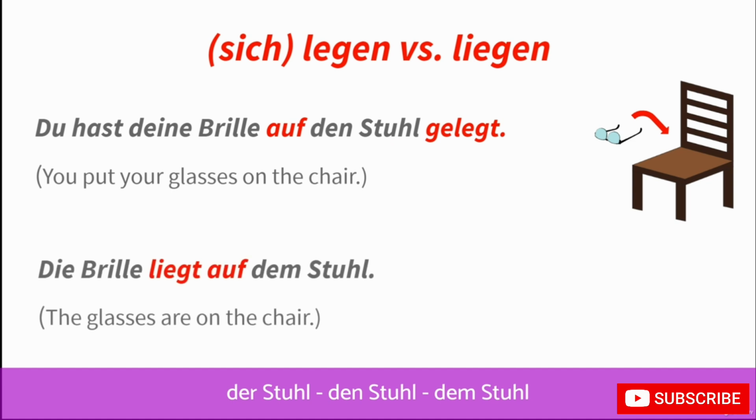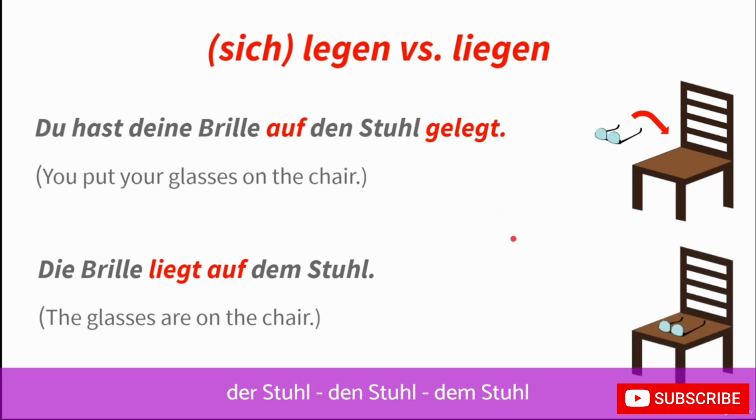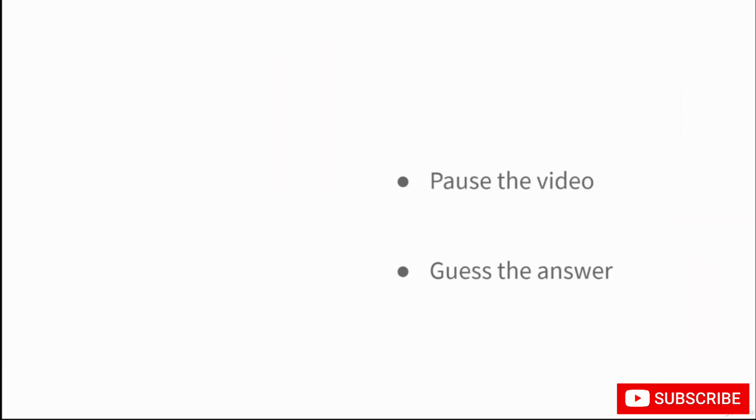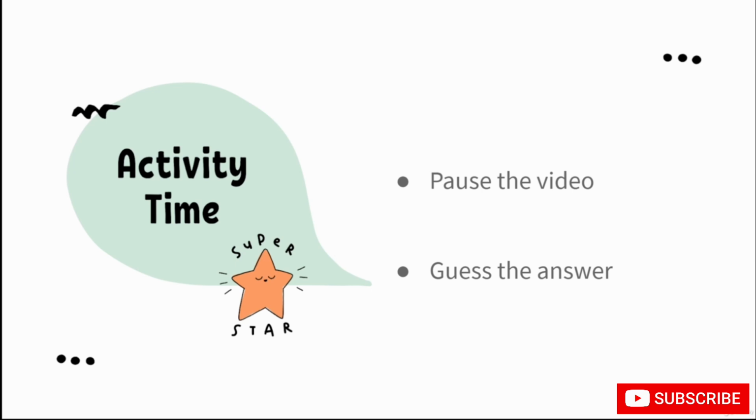The other one, die Brille liegt auf dem Stuhl, means the glasses are on the chair, and it has also no significant dimension. That's why liegen must be used. And after the preposition, dative must be used because it indicates location. Okay, so far we have learned the difference between sich legen and liegen.